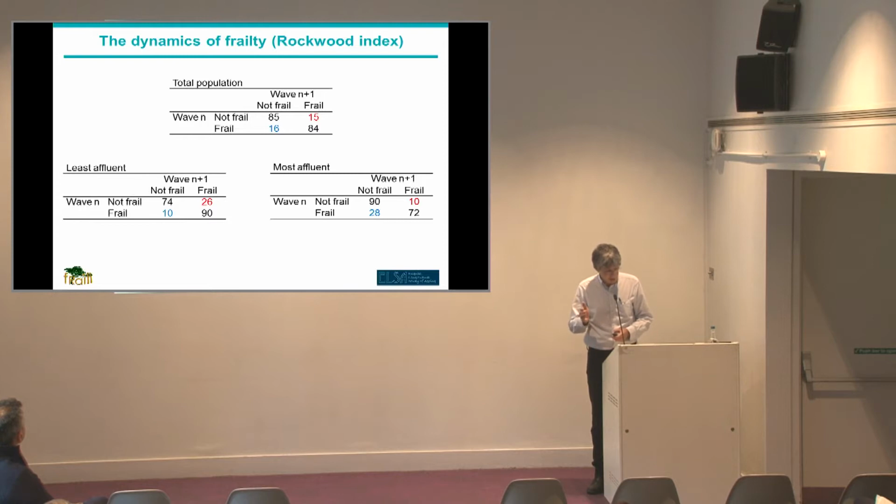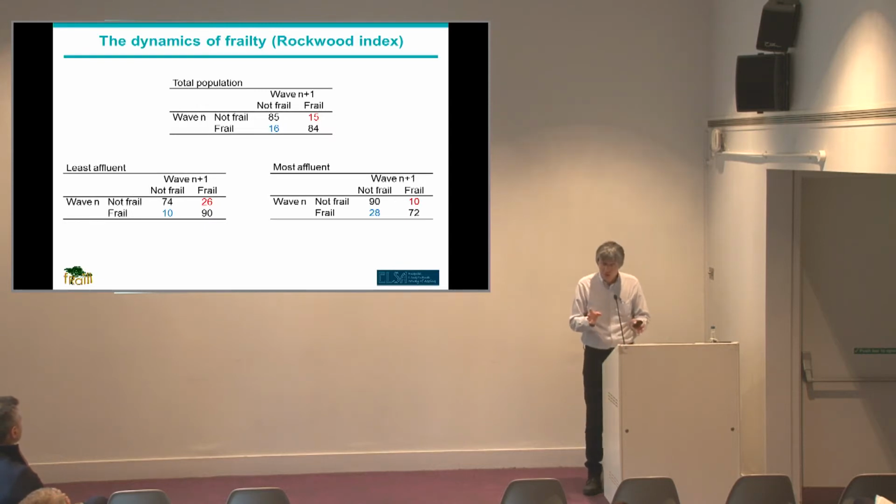Then if you look at the least affluent, so the bottom left table, you can see that 26% of the not frail become frail, compared with, on the right-hand side, 10% of the most affluent. And then amongst those who are frail, there's a recovery rate of 10% in the least affluent, compared to a recovery rate of 28% for the most affluent. These are descriptive findings, but they show very marked differences in risk of frailty, and risk of onset of frailty, and differences in recovery from frailty for the most and least affluent.